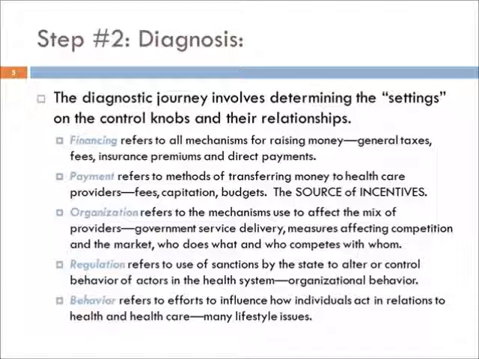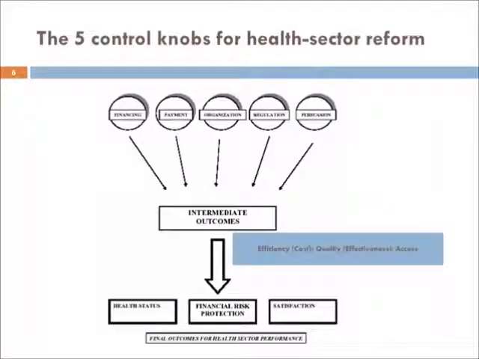In this book, the term control knob is used as a metaphor that refers to adjustments in the health system that usually can be made by government action. Control knobs that will be discussed are financing, payment, organization, regulation, and behavior. Together, these 5 categories or knobs cover the mechanisms and processes that healthcare reformers adjust to improve system performance.